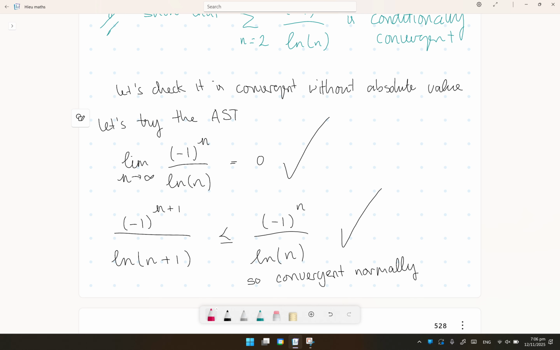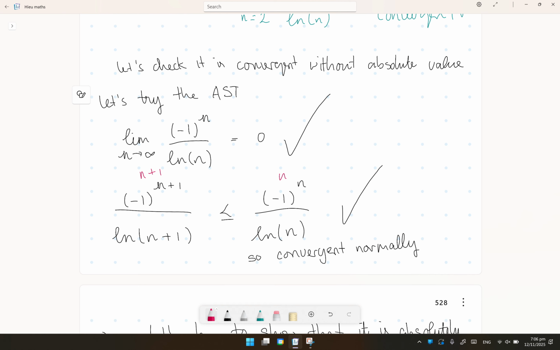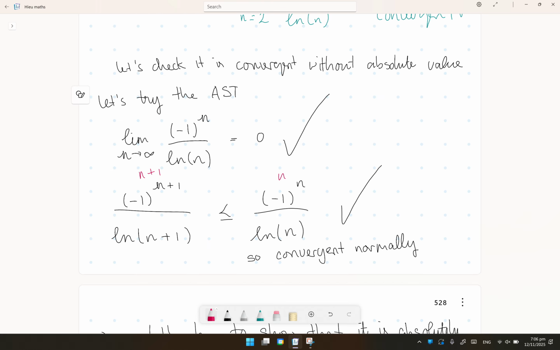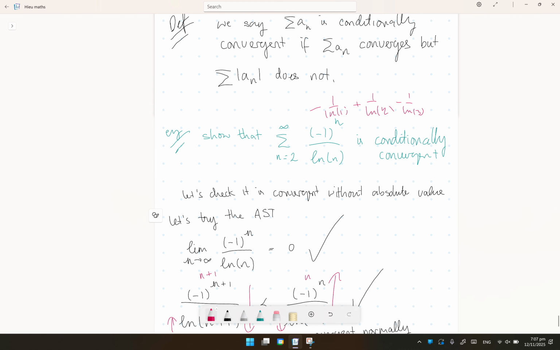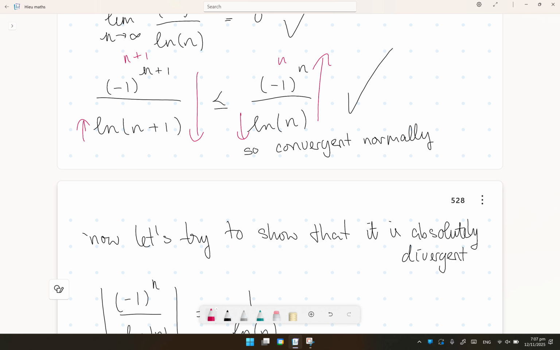That's the first thing. And then we need to check if it's a decreasing series, which means the next term should be smaller than the preceding term. So we have n plus 1 here and the nth term here. Minus 1 to the n plus 1 and minus 1 to the n are the same size, because it's just going to be 1 or minus 1. And then you have ln of n plus 1 and ln of n, right? Ln of n plus 1 gives you a bigger number. This one's a smaller number. You have a bigger denominator, then the number is smaller overall. A smaller denominator, the number is bigger overall. And so therefore, it is a decreasing series, and so it is normally convergent through the AST, the alternating series test.